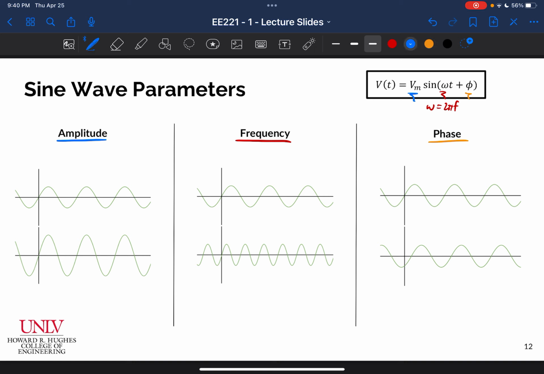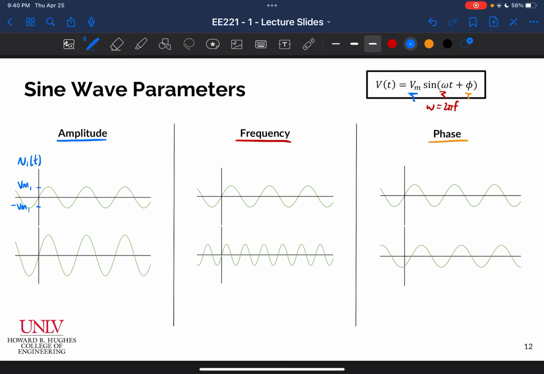the height that our sine wave reaches. Okay, so if we look over here, this first sine wave, let's just call it V1 of t. It has an amplitude Vm1, let's just say. And we know that it goes up to Vm1 and down to minus Vm1, right?